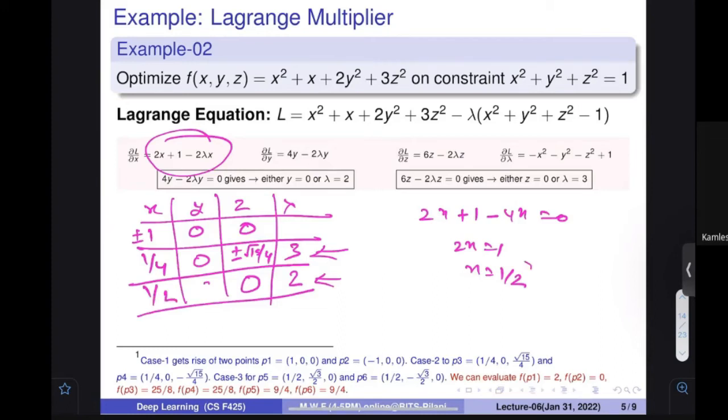Again, I put this into this particular equation. So it becomes minus 1 by 4. What is the value of y? I don't know. Minus y square. What is the value of z? You know that in this particular case, z is provided as 0.